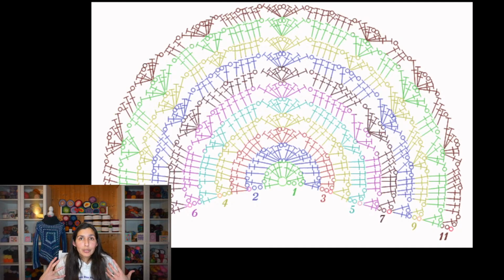But me personally, I think I get more conflicted by the written pattern than by the chart, because as I told you guys last week, when you look at a diagram, it shows exactly where each stitch goes and how many stitches you have to make. So I don't get conflicted that often. But when there is a conflict, it does help to have that written pattern next to it so you can see.